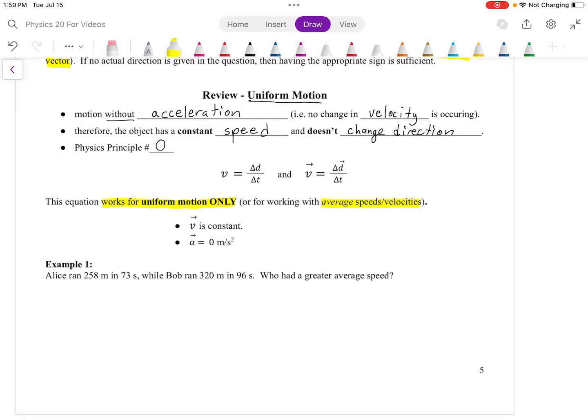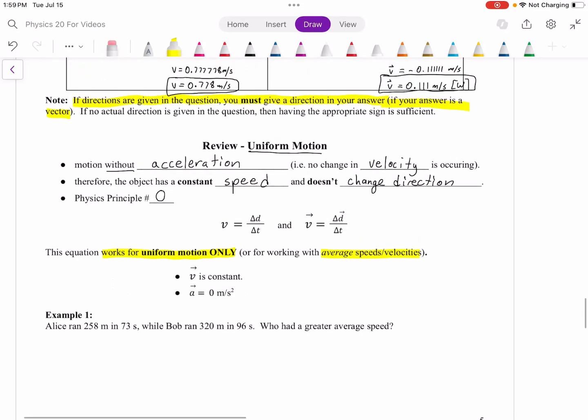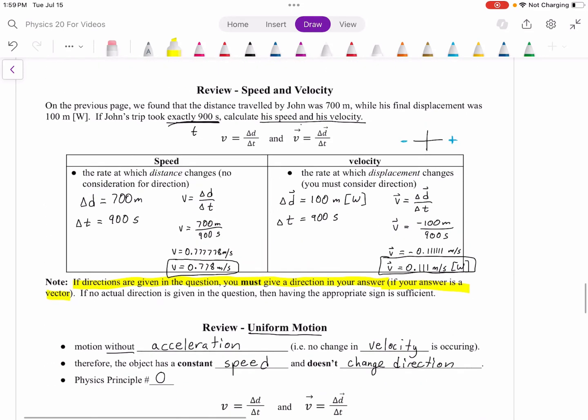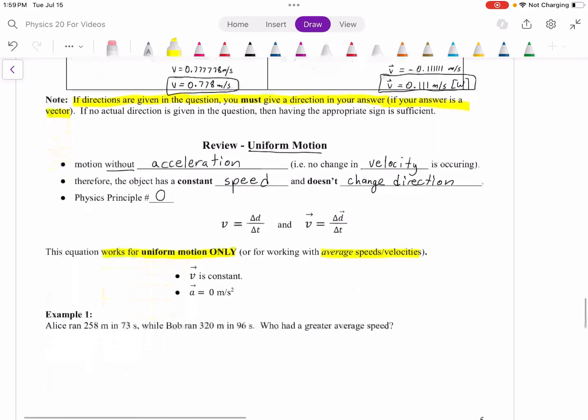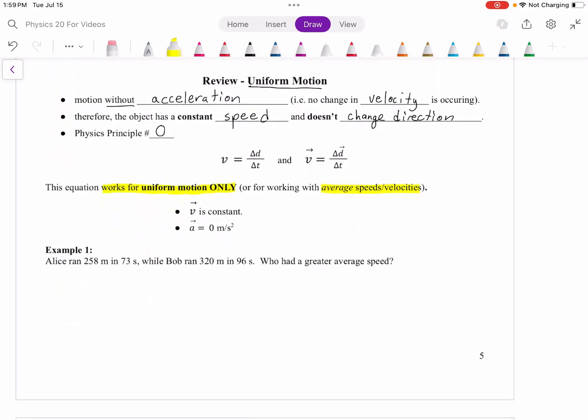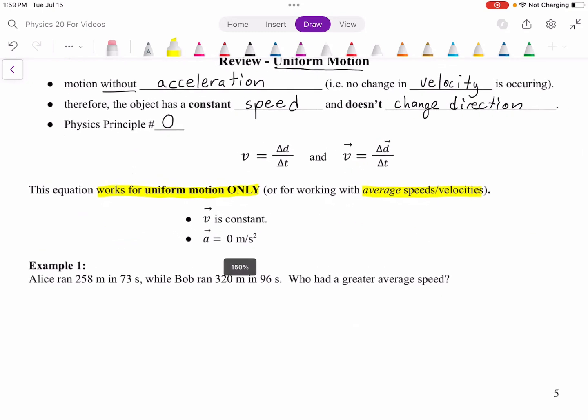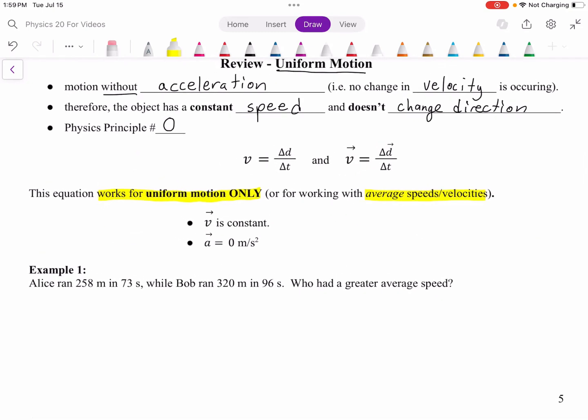So maybe you're not interested in its exact velocity at a certain moment, but just over the course of the whole trip, what was its speed or velocity? Kind of like actually what we did here with John, because John did change direction, so he can't have had uniform motion. But on average, we can figure out his speed or his velocity, okay? So this equation, this v equals d over t, it only makes sense if velocity is constant and the acceleration is 0 meters per second squared.